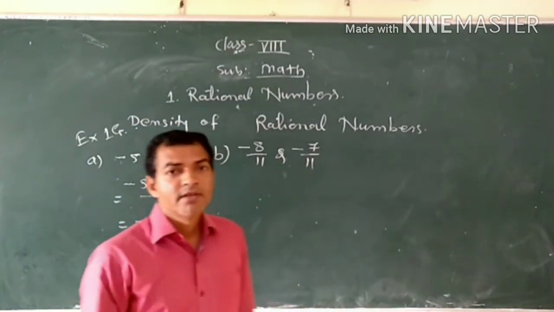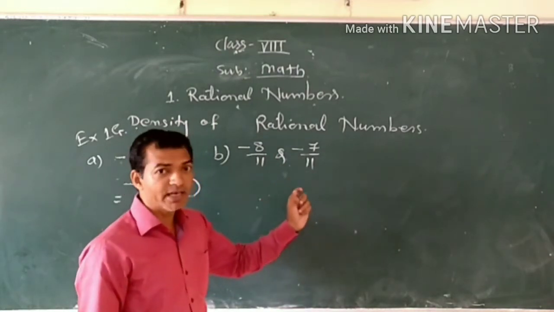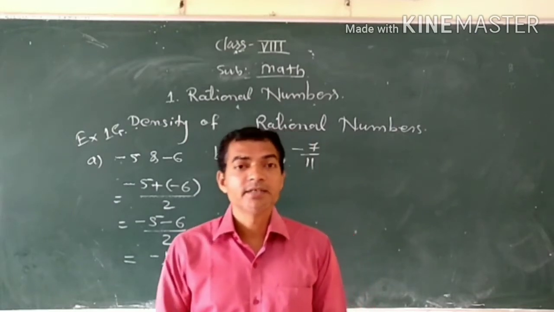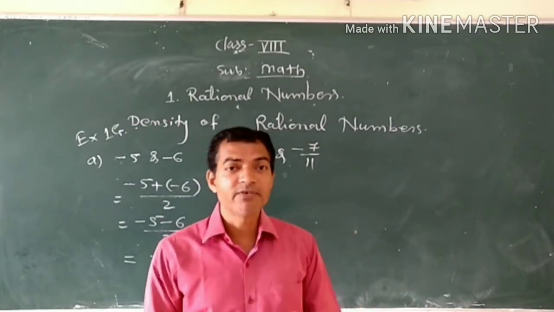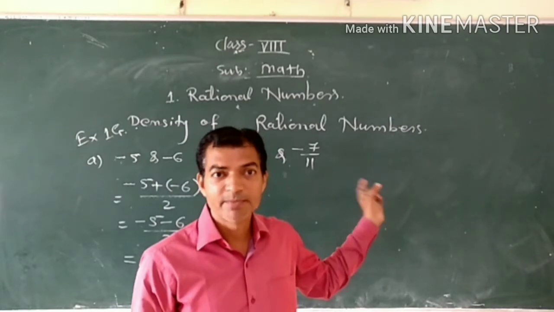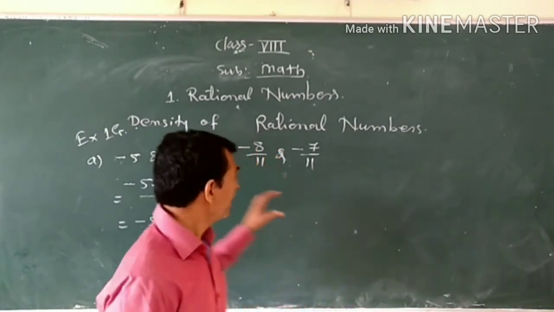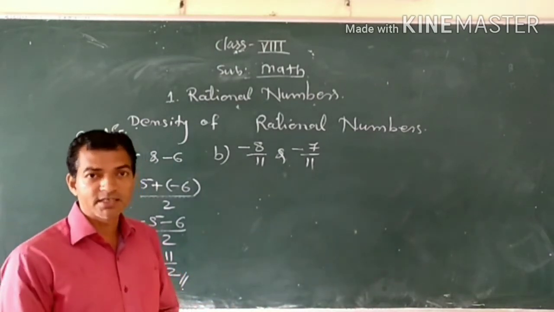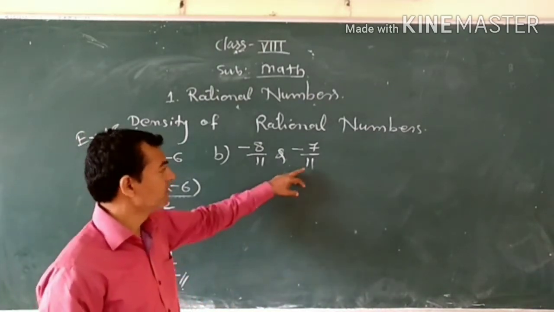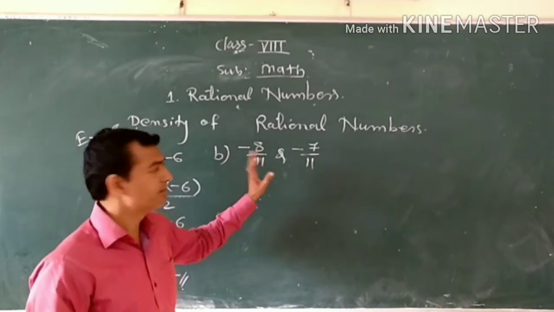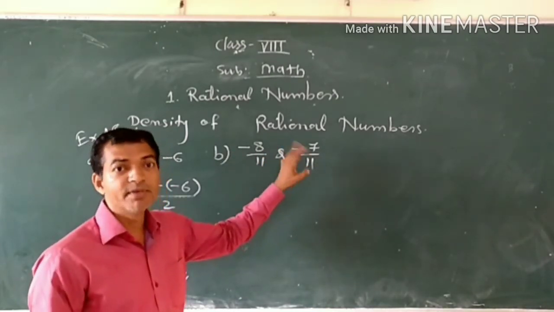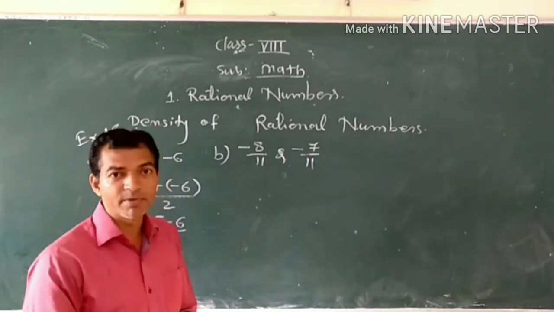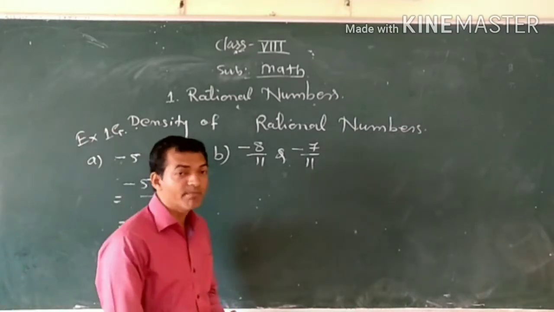Now see here, -8 by 11 and -7 by 11. If you draw a number line, again you cannot get a rational number between these two rational numbers. Like -5, -6, there is no rational number between them if we use the number line. The same method is here. If you draw the number line, you cannot get one, because these are nearest numbers, consecutive numbers. So there is no rational number on the number line, but there is a rational number that we have to find.